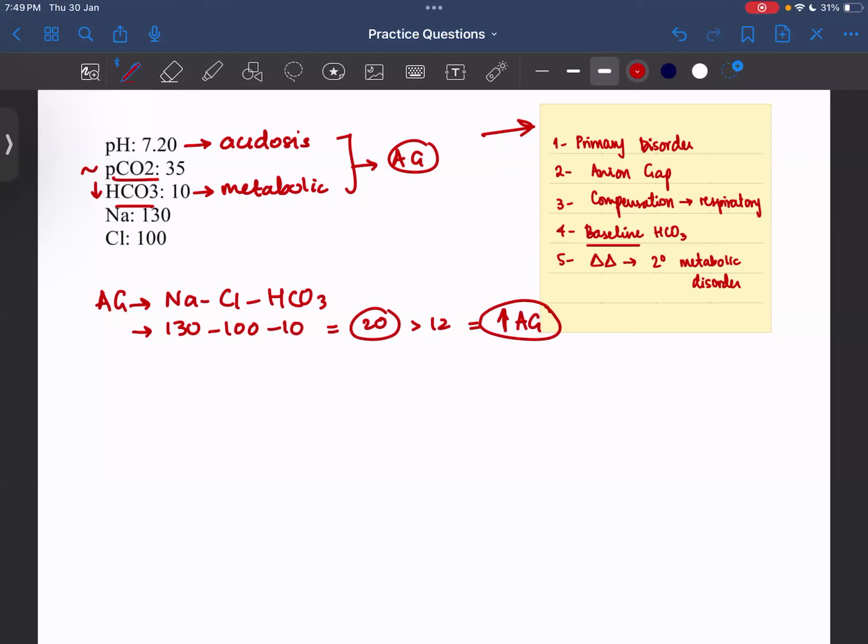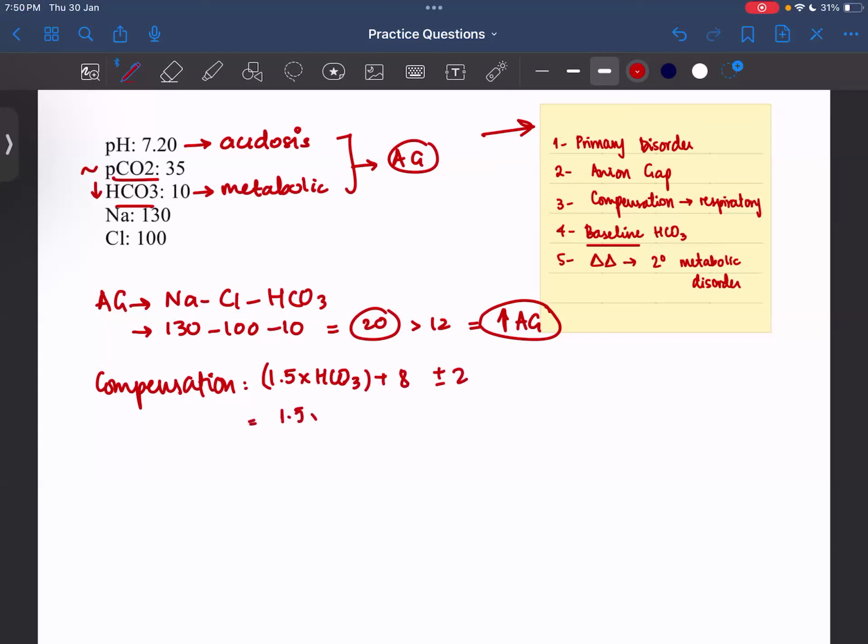What is the next step? The next step is to look for whether or not we have compensation. So we can either have compensation or we can have a concomitant or a secondary disorder. Let's look at the formula. The formula for compensation for metabolic acidosis, as I mentioned earlier, is Winter's formula. Now, what is that? 1.5 times bicarb plus 8, and then plus minus 2.